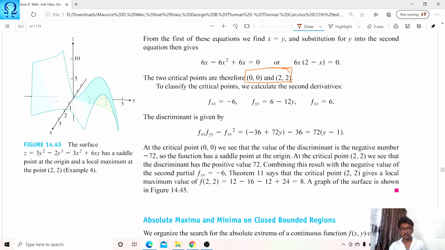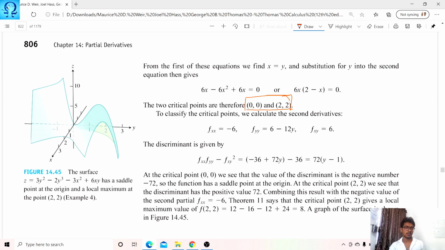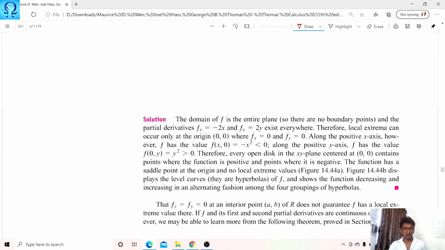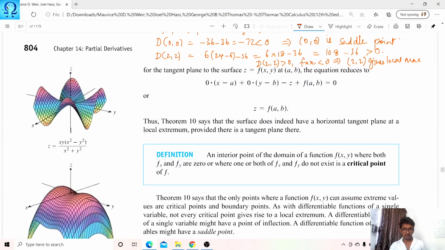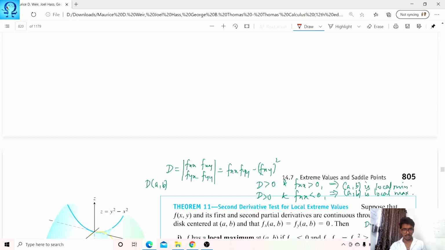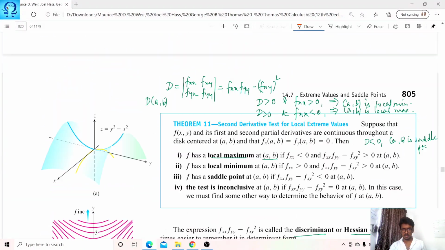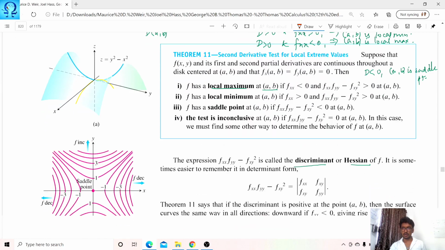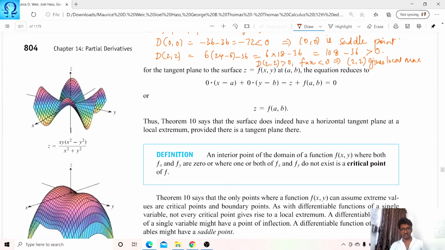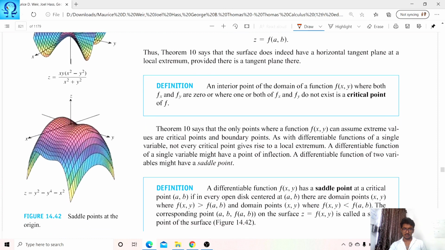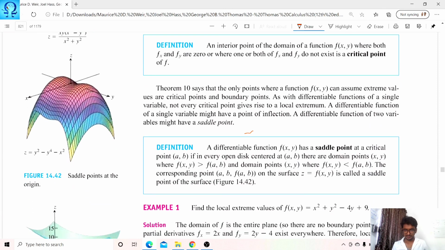Okay, if you try to plot this function with the help of some computer tool, you can very well see this is going to be the graph of the function. Okay, and in between we missed some page. Just a minute, we were on 803 and directly we have gone to 805. In between we have page 804 that is given here.